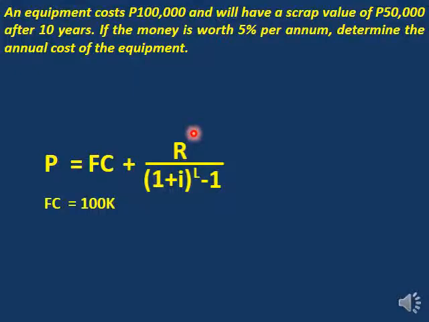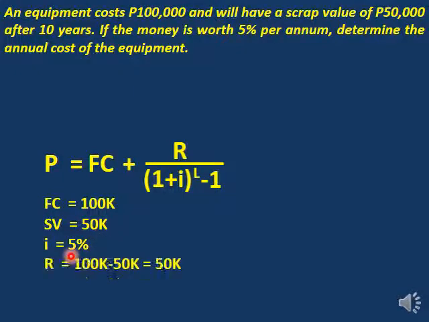So let's determine first. The first cost is 100,000. The salvage value is 50,000. The I is 5%. Then we can determine the recurring cost, which is actually a reconstruction cost or a repurchase cost. But in this case, since this is an equipment, then it must be a repurchase cost. 100,000, this is the original cost of the equipment, less 50,000 is 50,000.